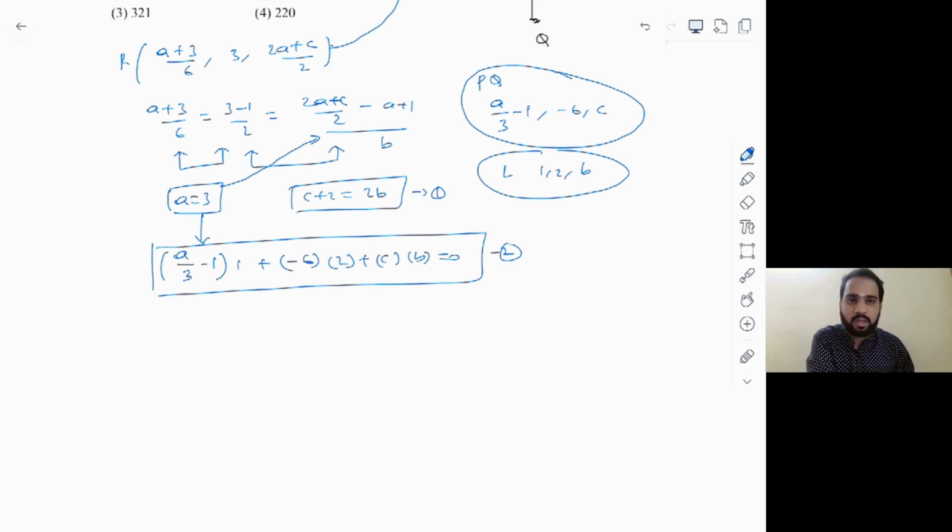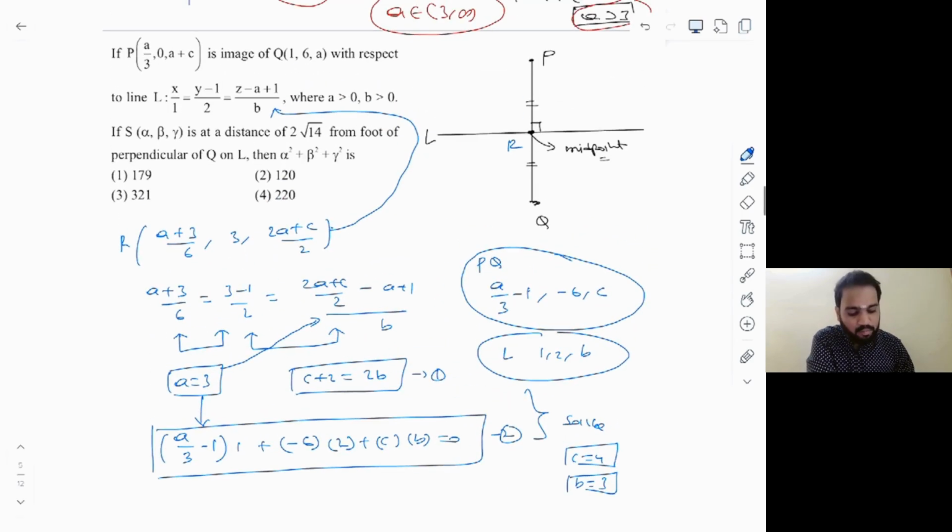So clearly two equations are there, two unknowns are there. Now you know what to do. Directly solve for the values of b, comma c. And if you solve it properly, you would get c is equal to 4 and then b is equal to 3. Okay, so you got the values of a, comma b, comma c here. And that's the first part of the question, one concept which is involved in this question.